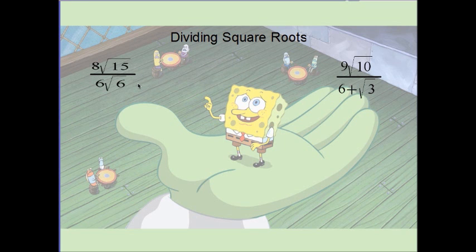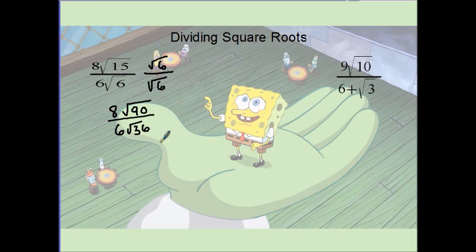So what I'm going to do is multiply both my top and bottom by the square root of 6. Whatever's inside that square root, that's what I want to multiply by. And here's what ends up happening. Tops times tops, insides times insides, and I end up with 8 times the square root of 90, bottoms times bottoms, and I have 6 square root 36.